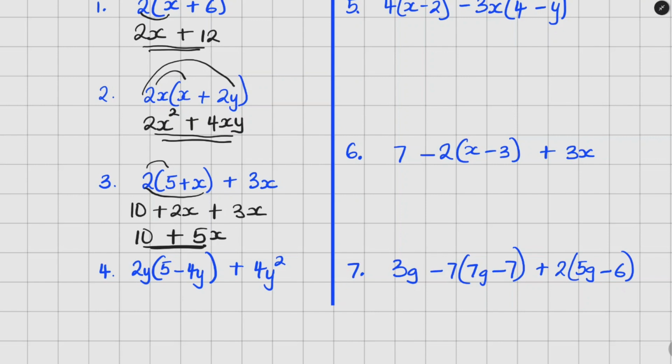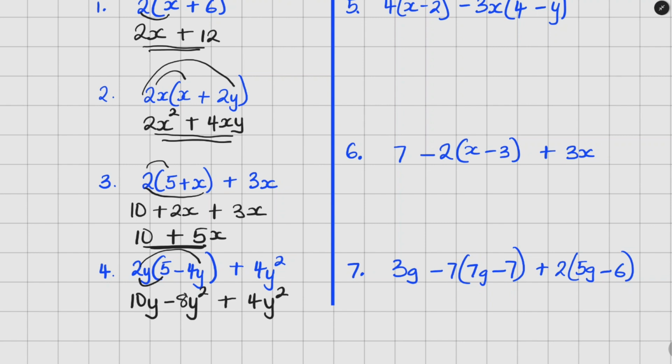We open a bracket, 2y into bracket 5 minus 4y, plus 4y squared. So 2y times 5 is going to give us 10y. 2y times minus 4y is minus 2 times 4, 8. y times y, y squared. And then plus 4y squared.